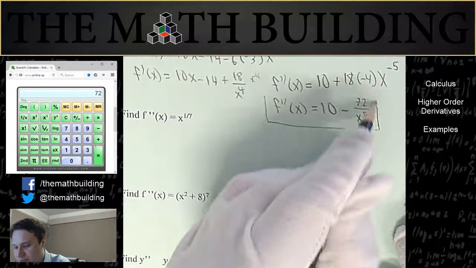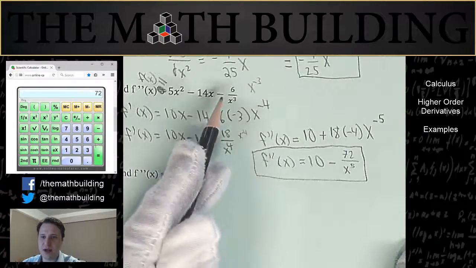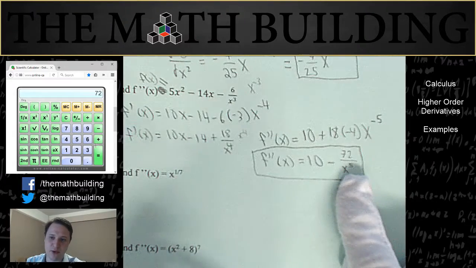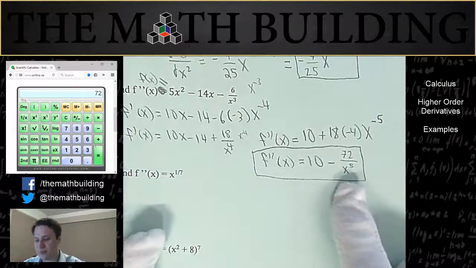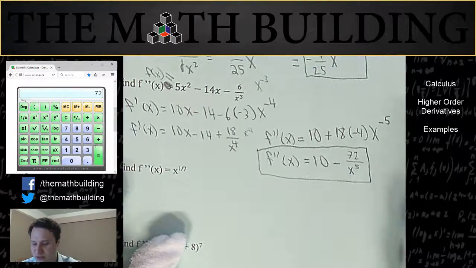So notice that if I have an x in the denominator, I can keep taking derivatives and derivatives and derivatives, and that power is just going to keep getting bigger and bigger and bigger in the denominator. So that's one way we'll always have derivatives, if you have an x in the denominator to start with.